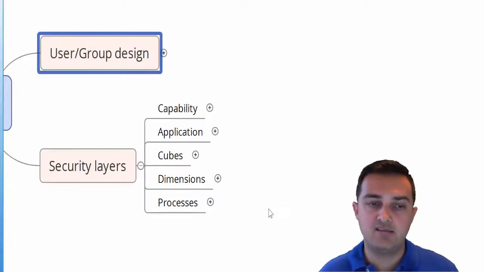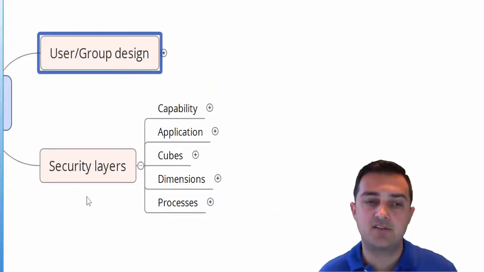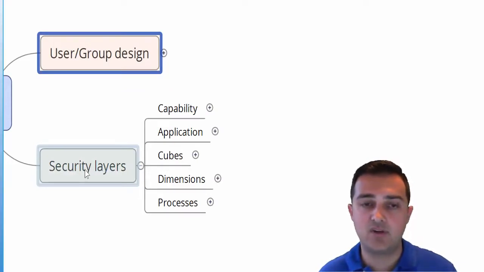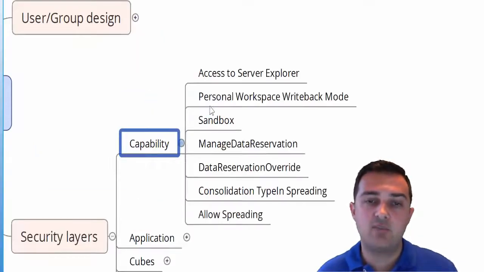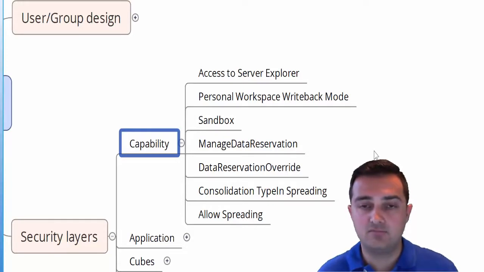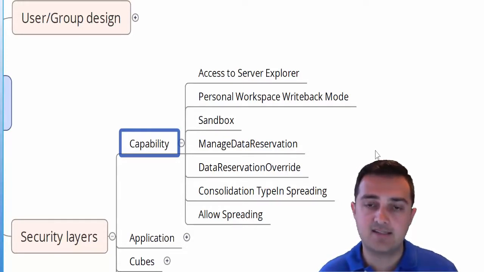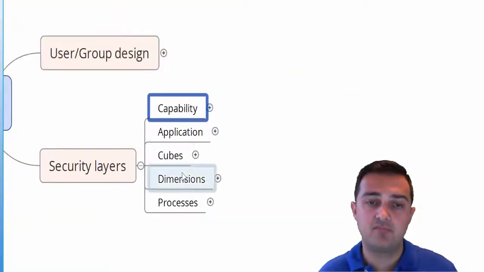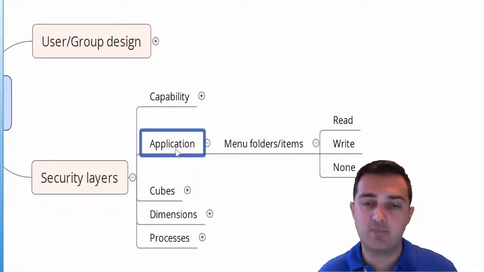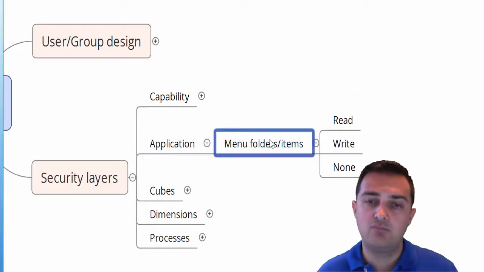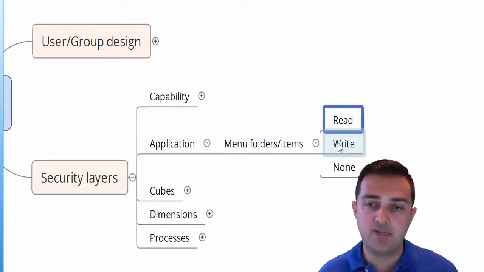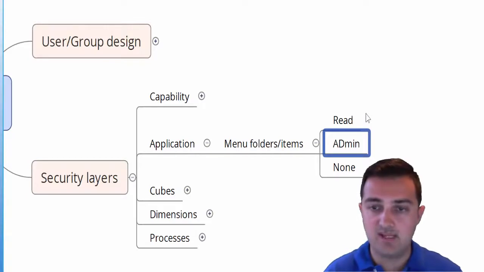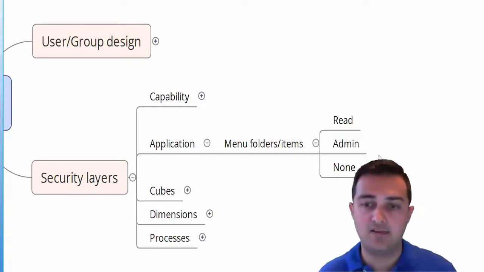Once we've done our user group design, then we can talk about how to set the security layers within TM1. What capabilities should folks have access to? So we talked about these different capabilities. We can grant, deny, or blank access to these individual features. With respect to application, which menu folders or items can folks have read, admin, or none access?